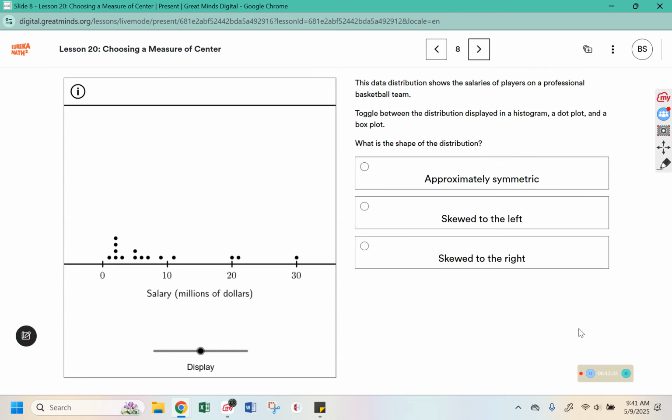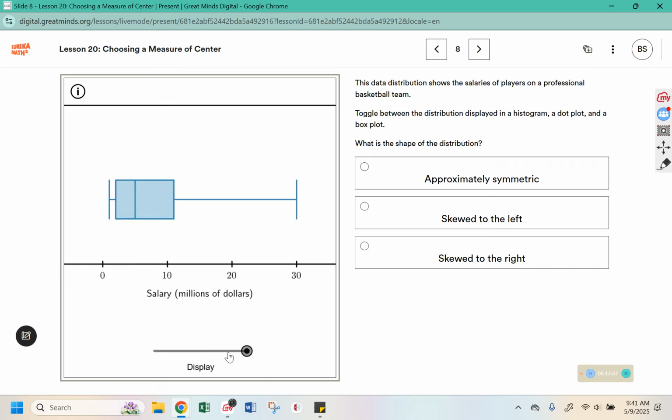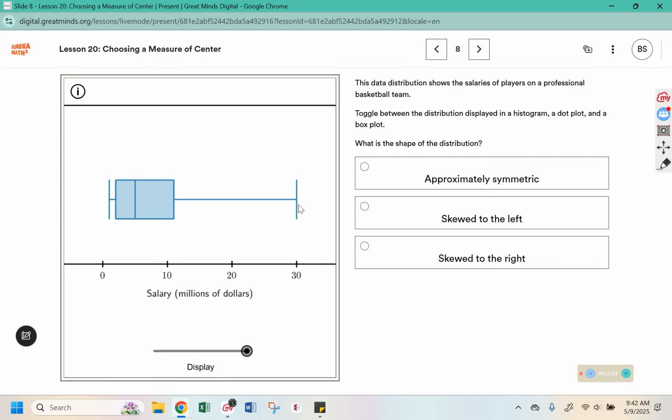This data distribution shows the salaries of players on a professional basketball team. Toggle between the distribution displayed in the histogram, dot plot, and box plot. This one appears to be skewed, and you can see from the box plot that it is going to be skewed to the right because that whisker is a lot longer on the right-hand side.